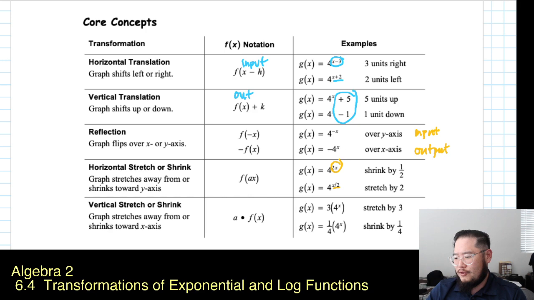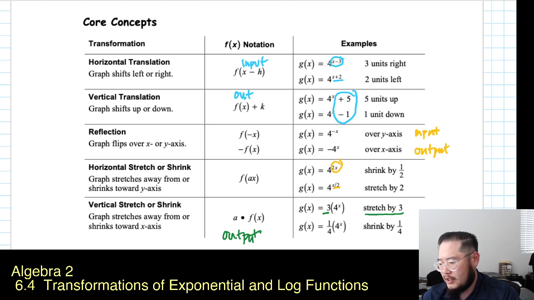Next up, we have our vertical stretch and shrink. Now that one's pretty straightforward. If it's a vertical stretch of 3, then we're going to multiply the whole thing by 3, because this right here, vertical stretch, is your output, where the whole entire function is going to be transformed. So we have output for vertical stretch and shrink. Horizontal stretch and shrink is input. So I'll go back and fill that in right there.